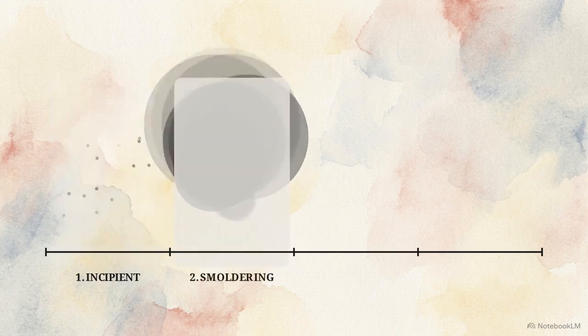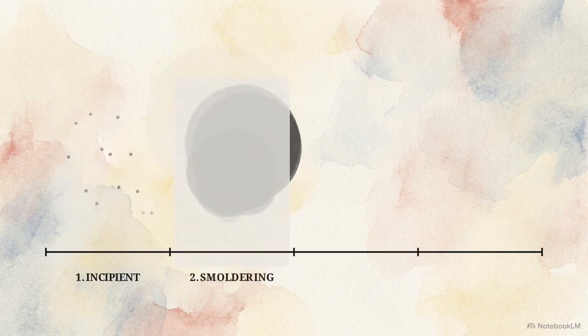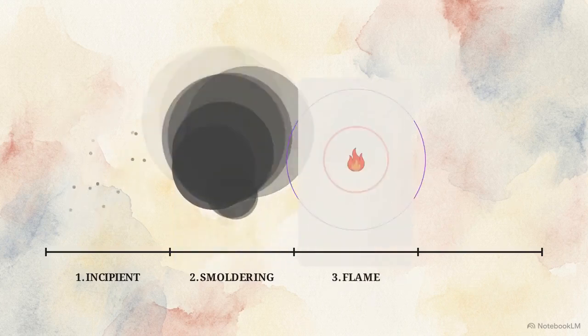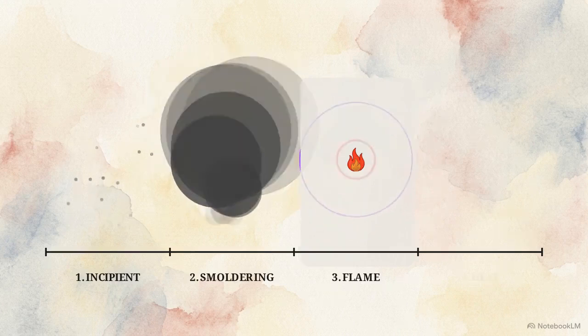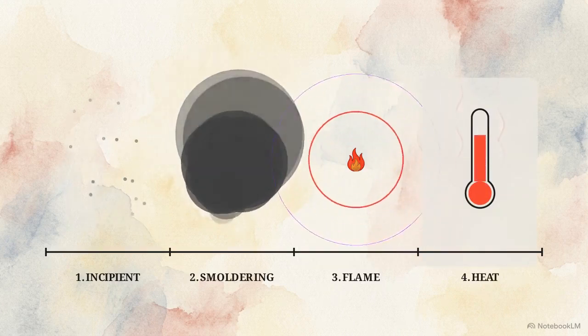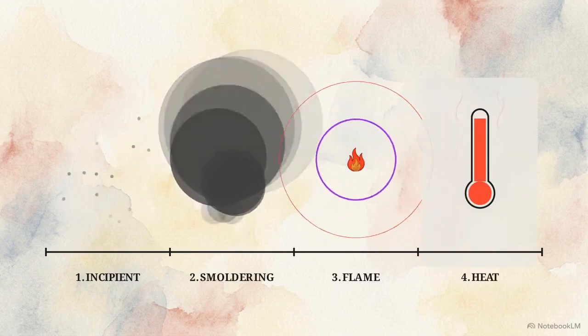Every fire moves through 4 distinct physical stages. It begins with the incipient stage, releasing invisible combustion particles. Next is the smoldering stage, where visible smoke appears. This is followed by the flame stage, characterized by ultraviolet and infrared radiation. Finally, it reaches the heat stage, where thermal energy violently escalates.